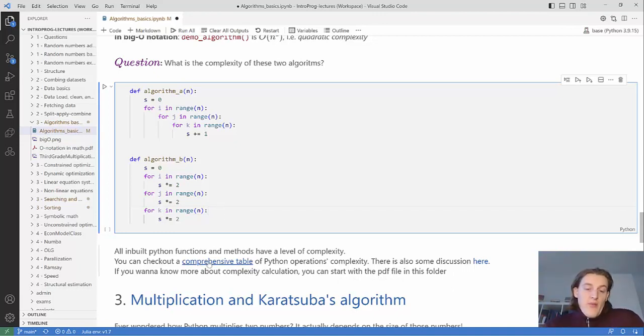There's a comprehensive table here of the inbuilt operations in Python and their level of complexity. There's also a discussion about it here, and there's also a PDF in this folder that talks about big O notation, if you want to get more into it. For the purposes of this course, you don't really need to understand more than what we've talked about so far.